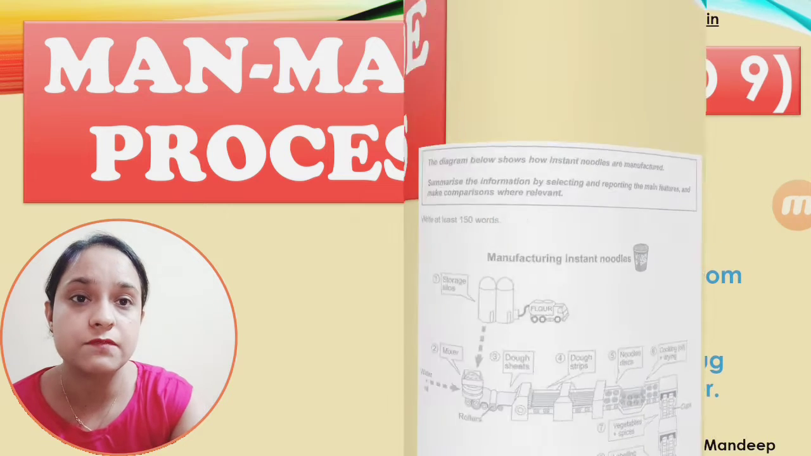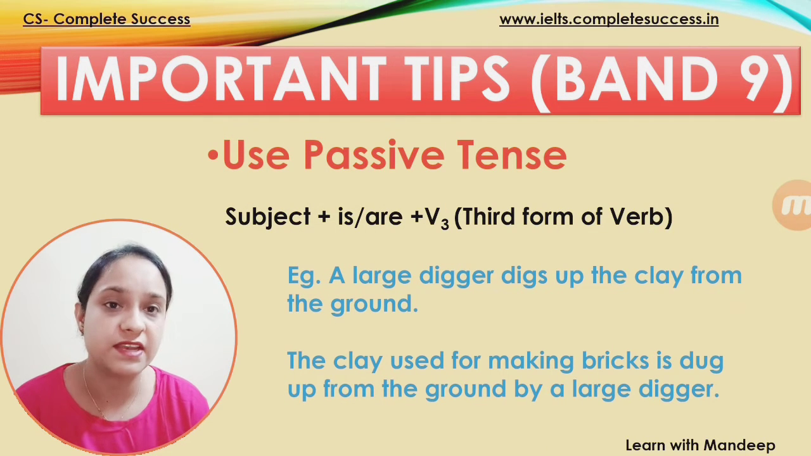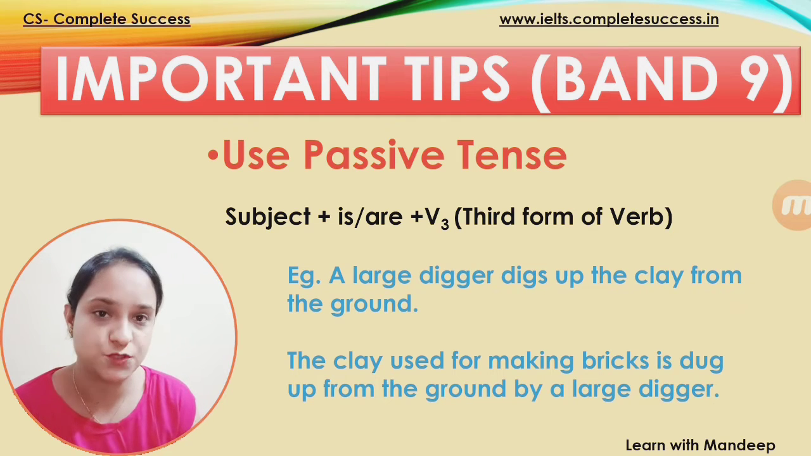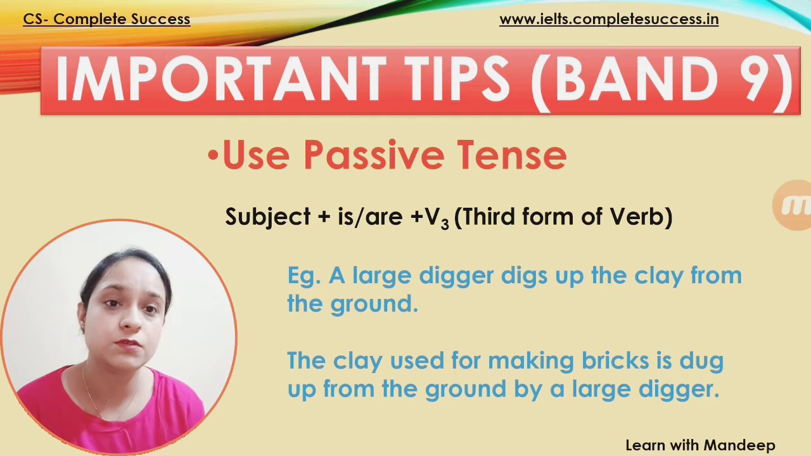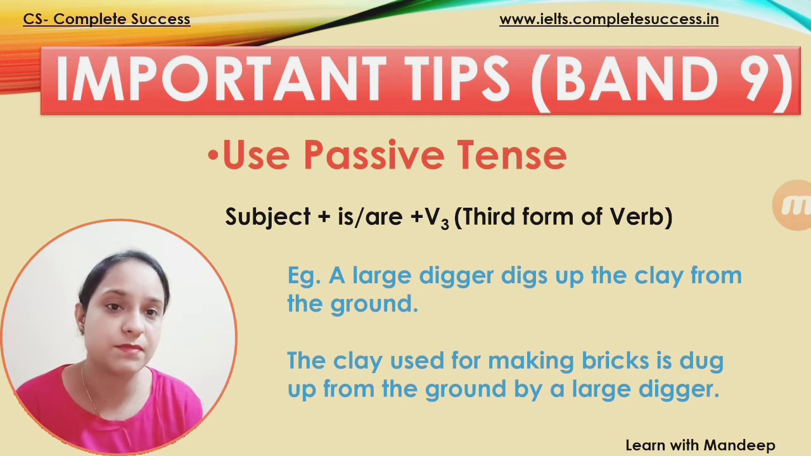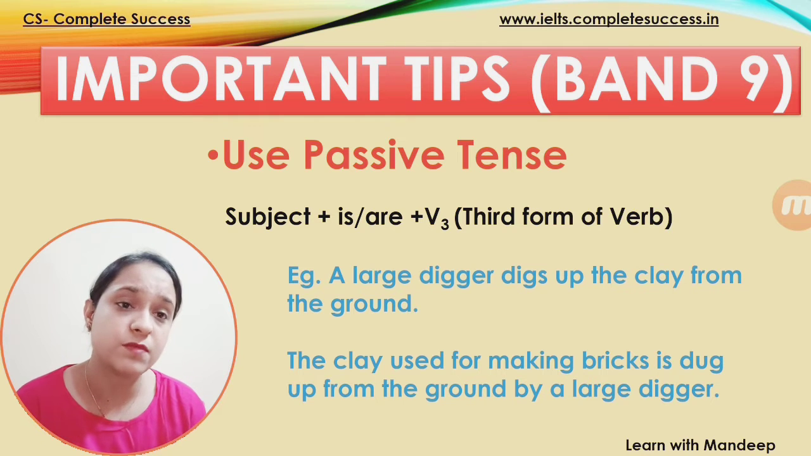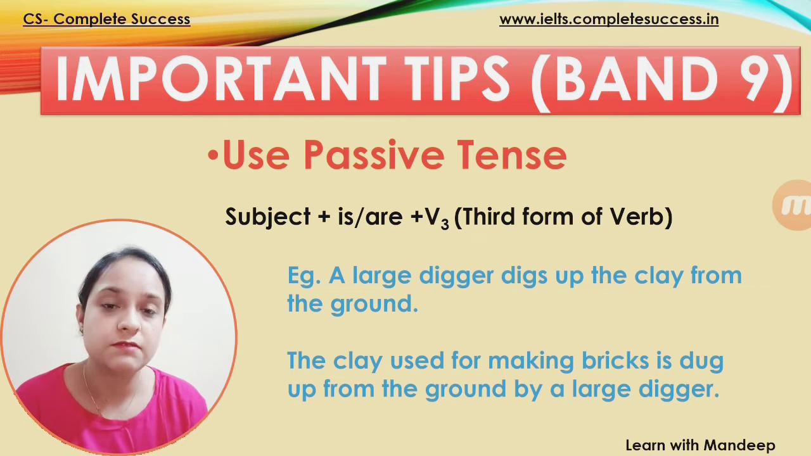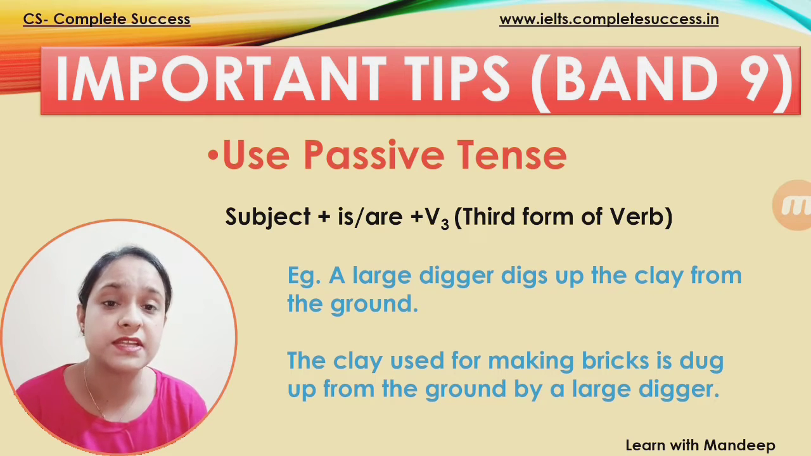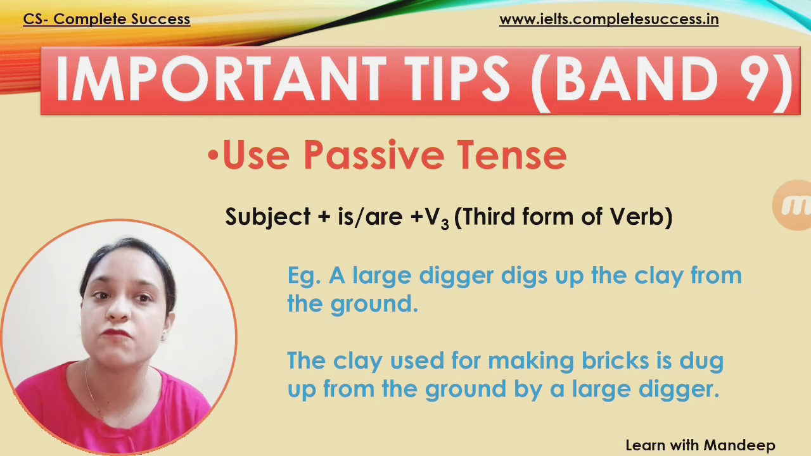So the first important tip for band 9 is use passive tense. What is passive tense? When the object becomes the subject, and then you will use is or are, because am will not be used in the man-made process, and then the third form of the verb is used. It means you have to explain everything in passive form, and it is present indefinite tense but in passive form.